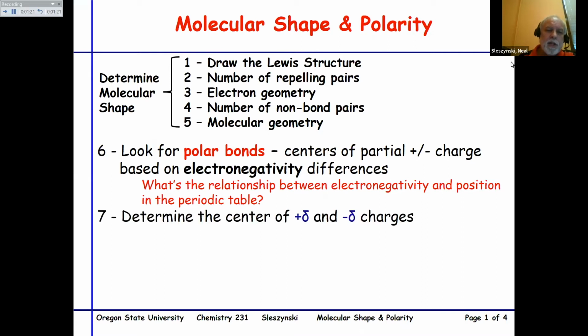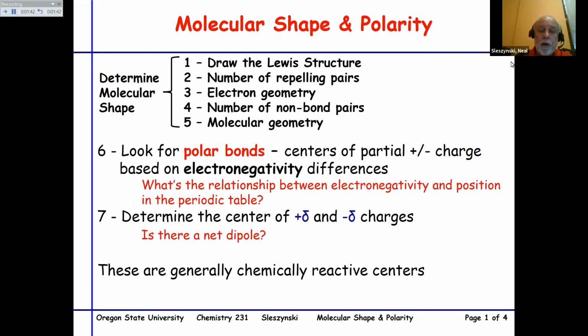Finally, in step 7, we're going to determine the geometric centers of our partial positive and negative charges. If there is a charge separation between the positive and negative centers on a molecule, we have a dipole, and we have a polar molecule. Interestingly enough, these are often the centers of chemical reactivity, so it's important in many respects to be able to find molecular polarity.